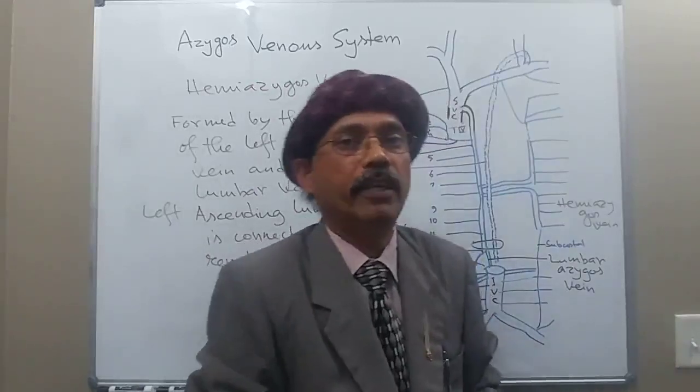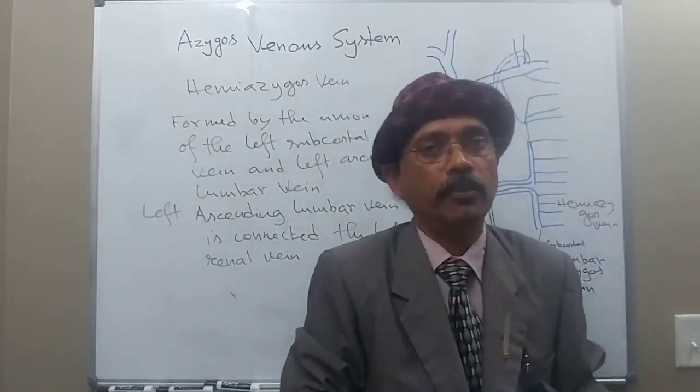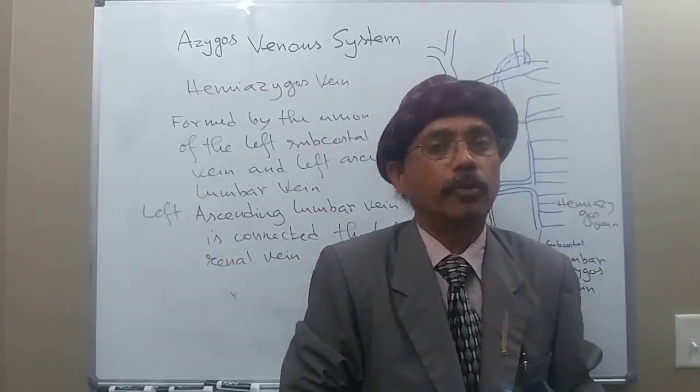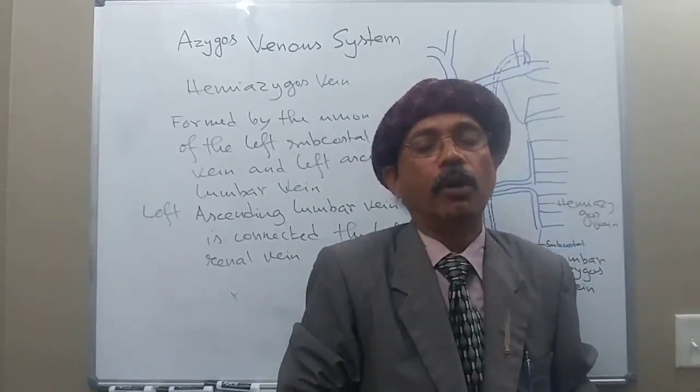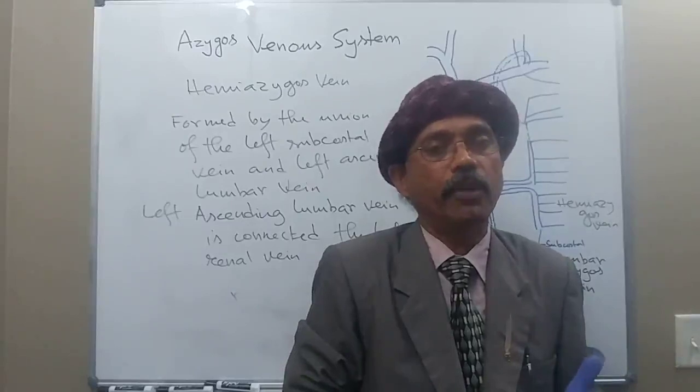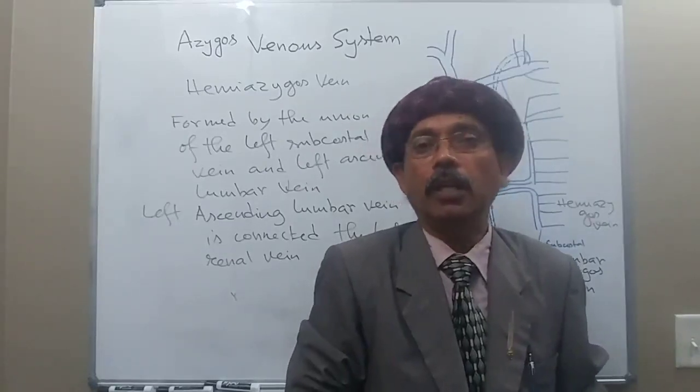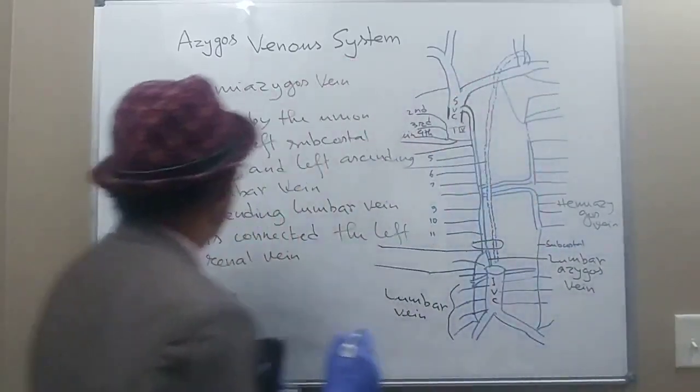How does the hemiazygos vein enter the thorax? It may go through the aortic hiatus of the diaphragm, or aortic opening of the diaphragm, or it may go through the left crus of the diaphragm.